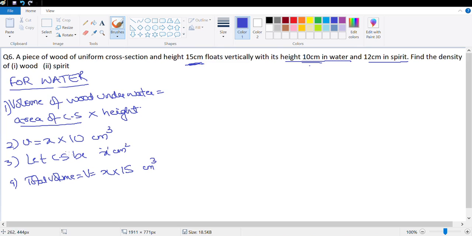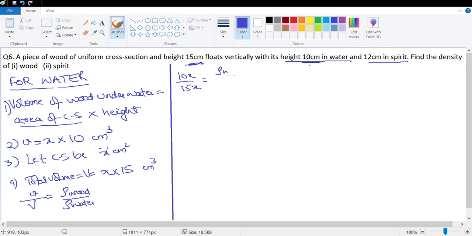We know the formula small v upon capital V is equal to density of wood upon density of water. Let's substitute values and see what we get. On substituting values, we get 10x upon 15x is equal to density of wood, which we need to figure out, upon density of water, which is 1 gram per centimeter cube. So x and x get cancelled, 5 into 2, 5 into 3. Therefore, density of wood is equal to 2 by 3 gram per centimeter cube.